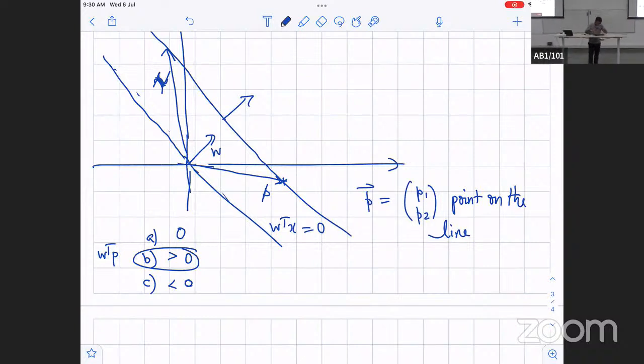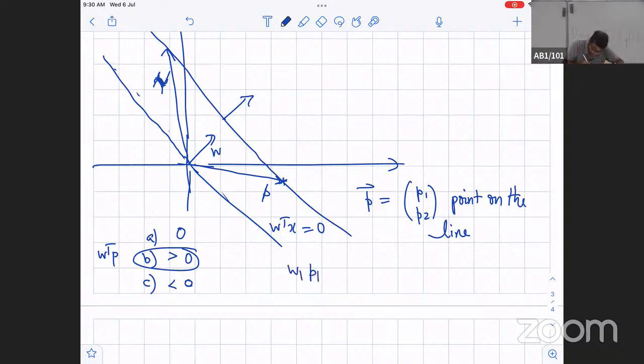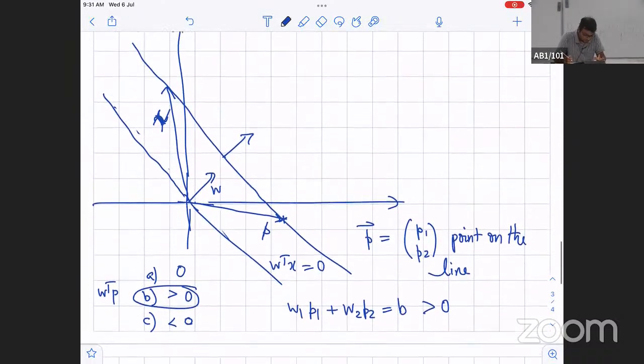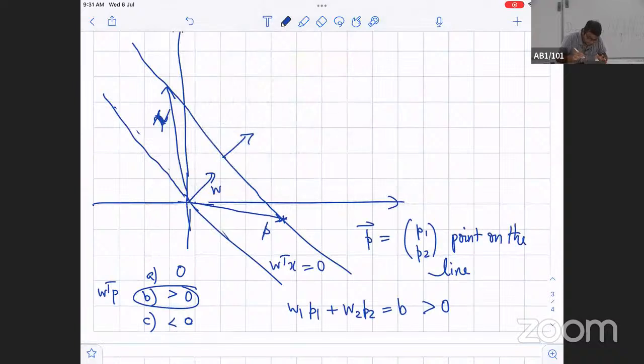It still doesn't answer the question that we are looking for, but let me get back to that. What we can say is that W1 P1 plus W2 P2, suppose that is equal to a value B. That B is going to be greater than 0. Okay. So how does that help us answer the equation of the line question that we were asking? It's as follows. My claim is you can decompose X.